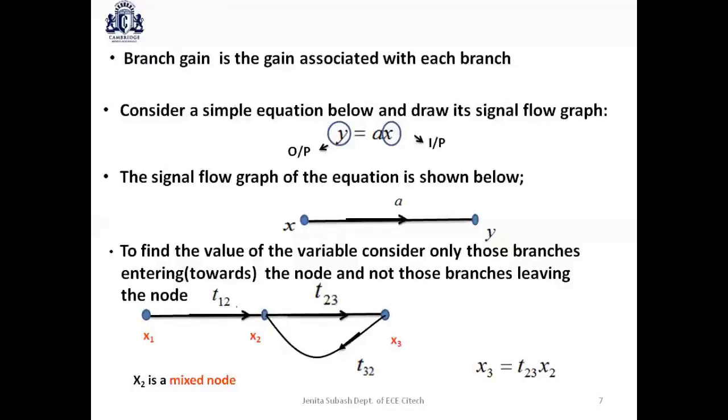Similarly, with respect to node x2, we have two branches moving towards x2. Hence, the mathematical expression can be written as t12 x1 plus t32 x3. That is, from node x1 with a branch gain of t12, a branch is reaching x2. And from node x3, we have a branch gain of t32, which is moving towards x2.